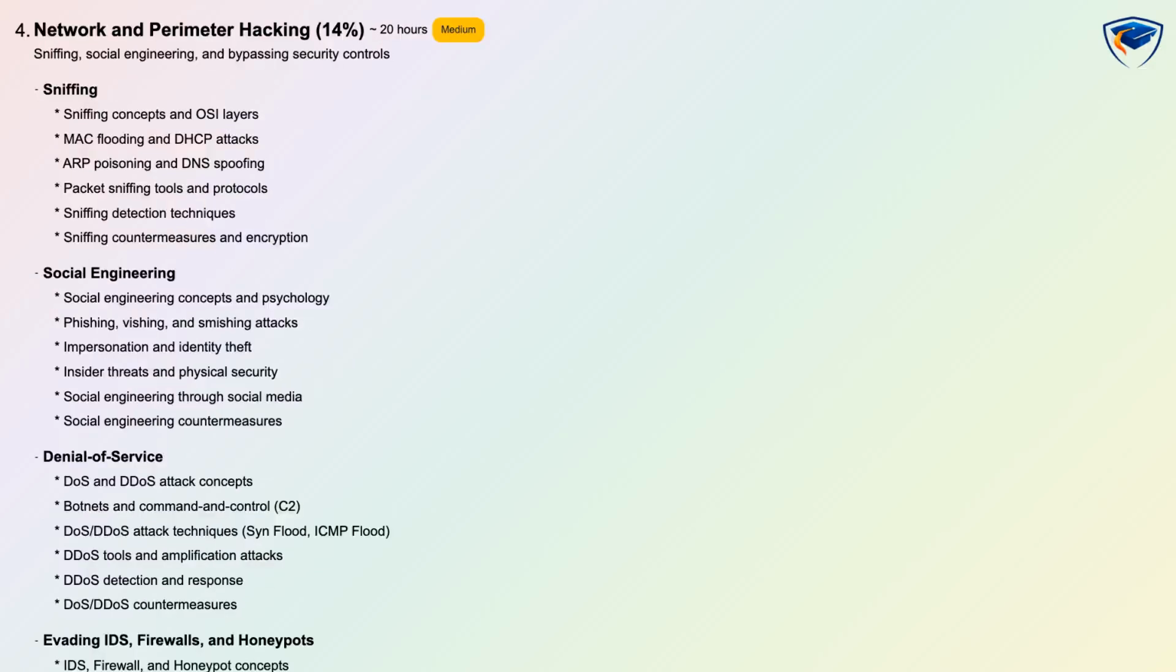Network and perimeter hacking makes up 14% of the exam and emphasizes sniffing, social engineering, and bypassing security controls in realistic scenarios. Difficulty is medium with an estimated 20 hours of study and scenario-based assessments.